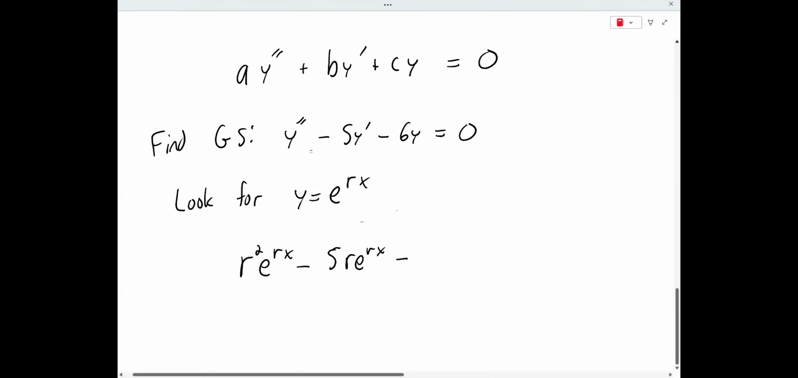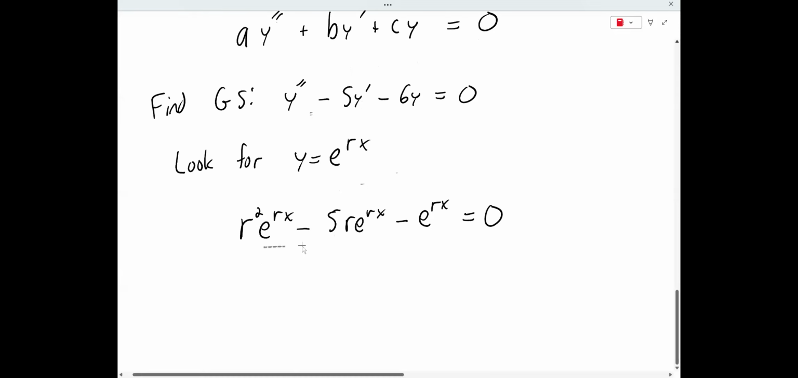Okay, and then minus 6y. The y here is e to the rx, equals 0. So we're looking for solutions like this. We're trying to find basically r here that will make this true. Now, if I factor out the e to the rx, there's a common factor of e to the rx.